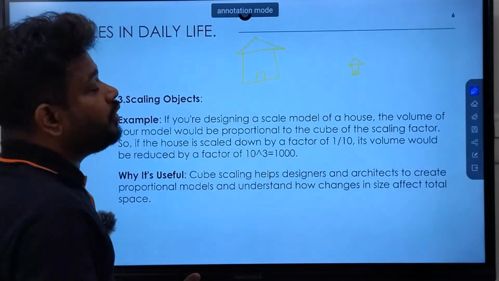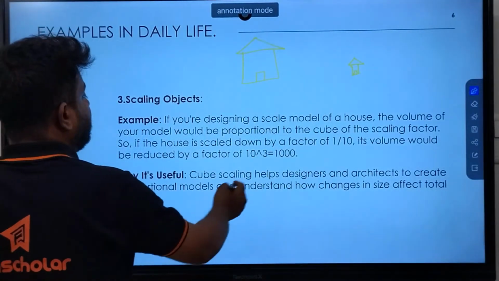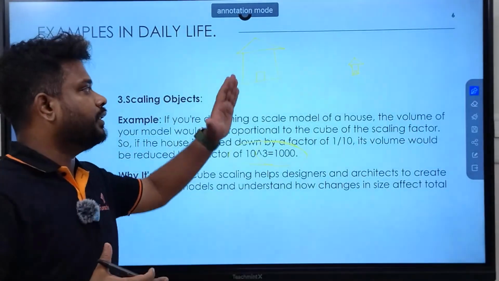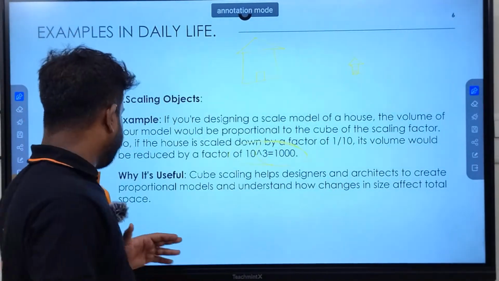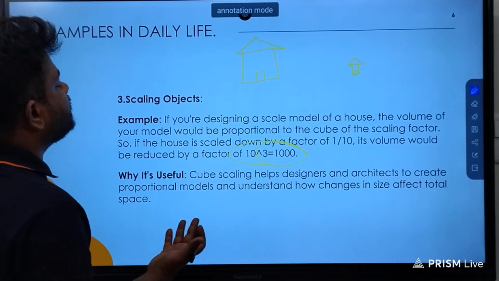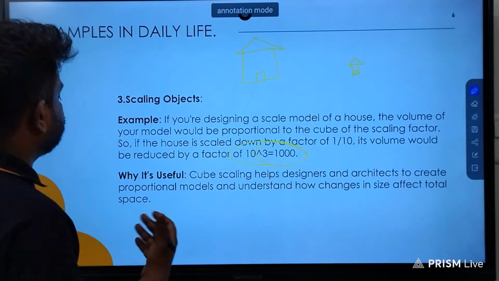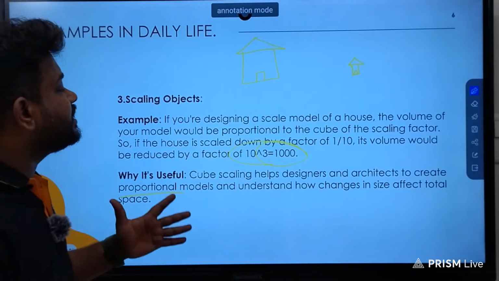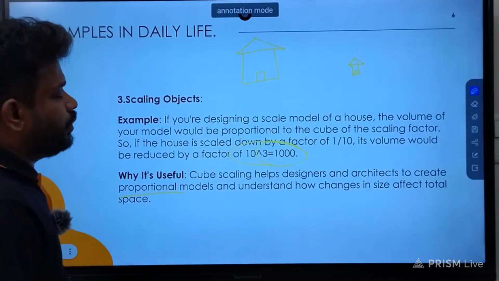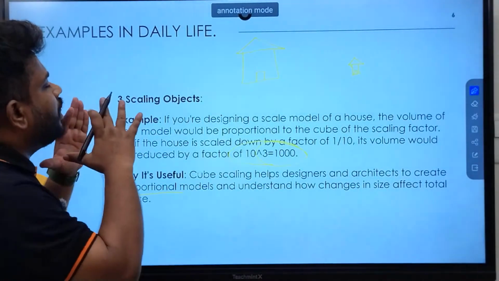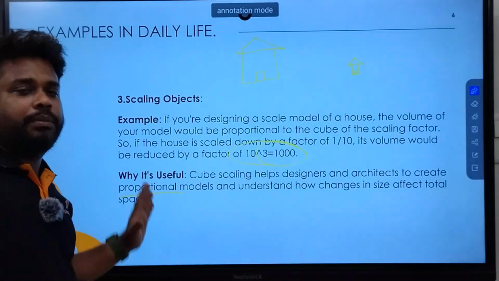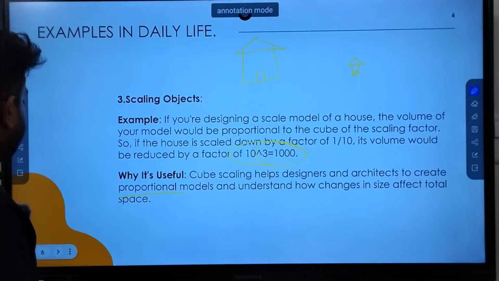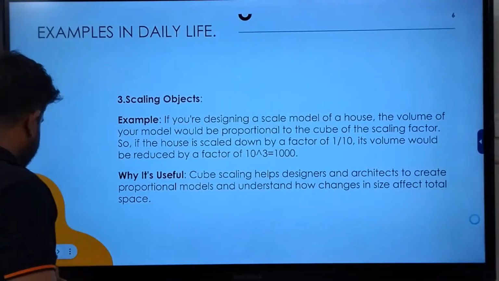So for those kinds of things we generally need cubes and cube roots to find the actual value of the smaller models. Okay, and cube scaling helps designers and architects to create proportional models and understand how changes in size affect total space. Obviously, if we are making a smaller model by looking at a bigger model, we need the proportional value of those models. So we need it.